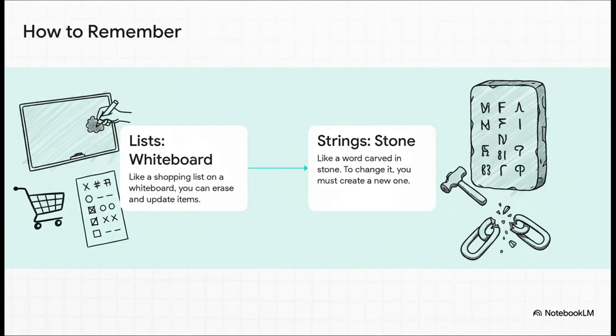So here's a really easy way to remember this. Just think of a list like it's written on a whiteboard. You can grab an eraser, wipe an item off, and write something new. It's flexible. A string, on the other hand, is like a word that's been carved into a stone tablet. You can't just edit one letter, right? You'd have to get a whole new stone and carve a whole new word.